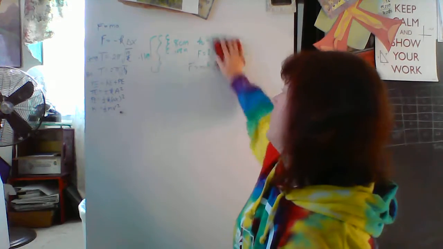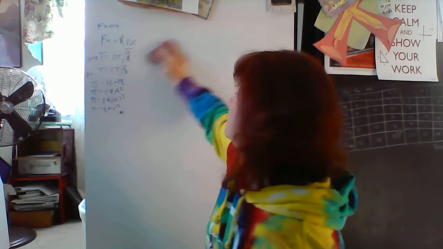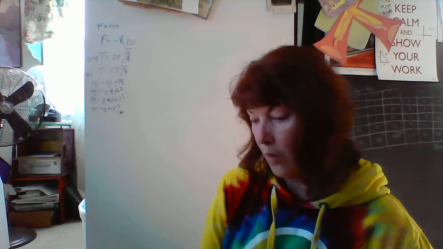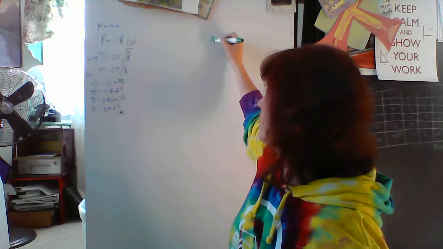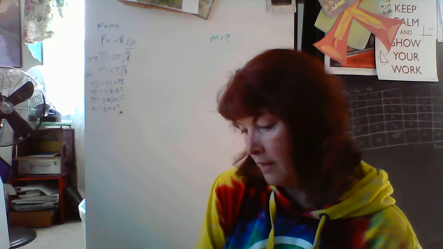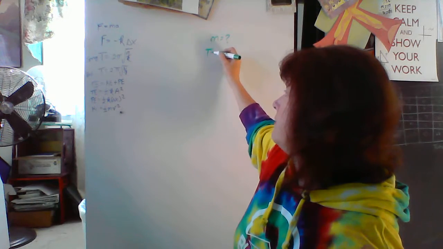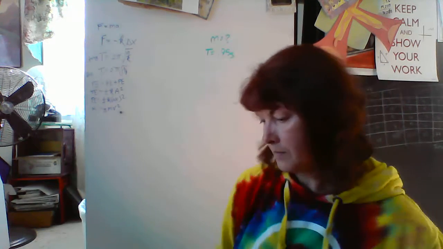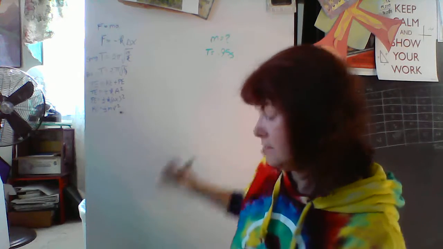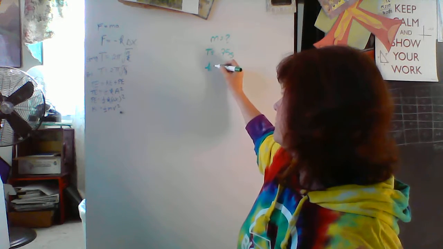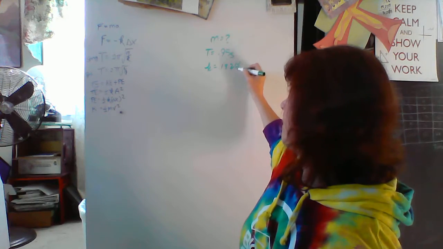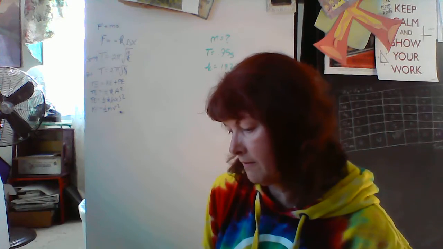Okay, the next problem I'm going to look at is going to be, let's look at number 4. So number 4 says, what is the mass of an object? I'm going to look for mass of an object on a spring that vibrates back and forth with a period of 0.95 seconds. And its spring constant is 18.2. And so I want to find the mass.